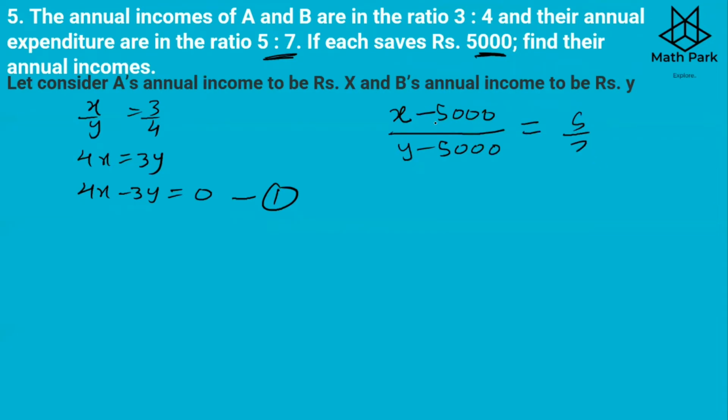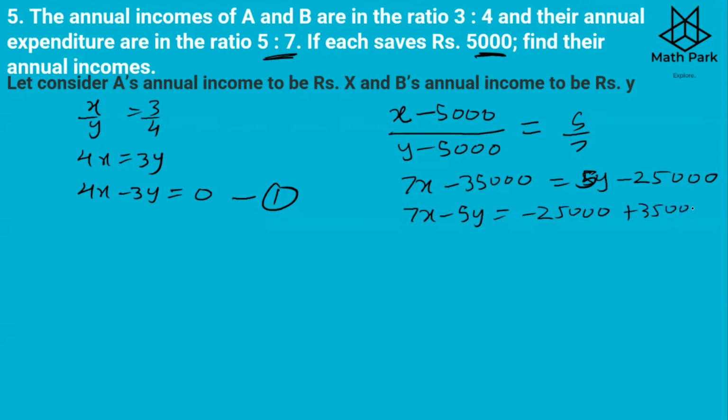Cross multiply this. 7 times x is 7x. 7 times 5,000, 5 7s are 35, you get 35,000 is equal to 5 into y is 5y, and 5 into 5,000 is minus 25,000. So we get this equation as 7x minus 5y is equal to minus 25,000 plus 35,000 moves over here. So we get 7x minus 5y is equal to 10,000 is our equation number 2.